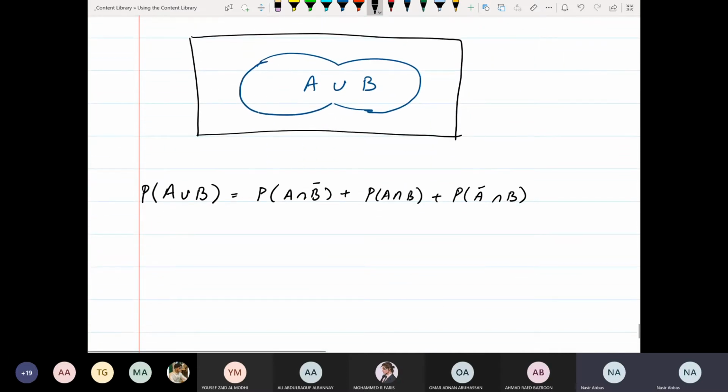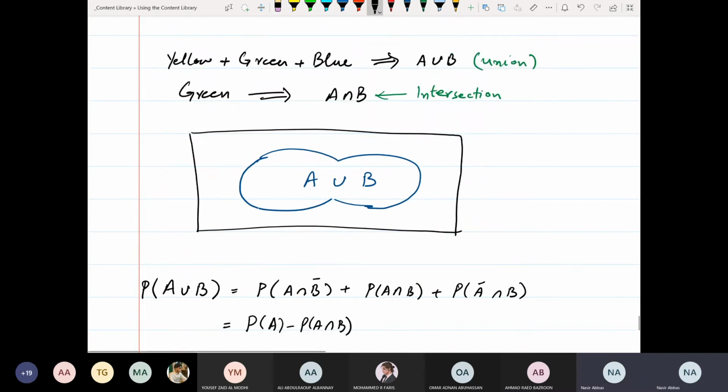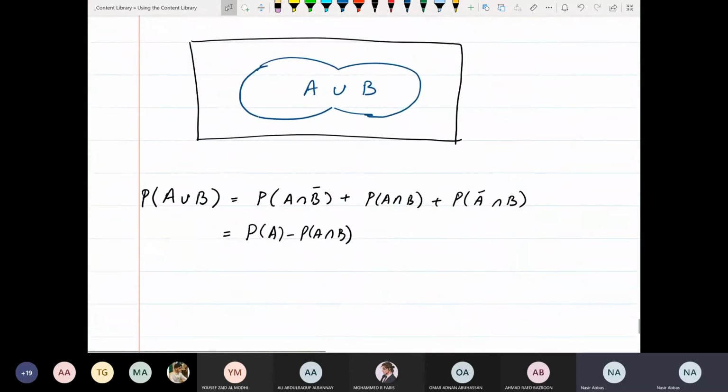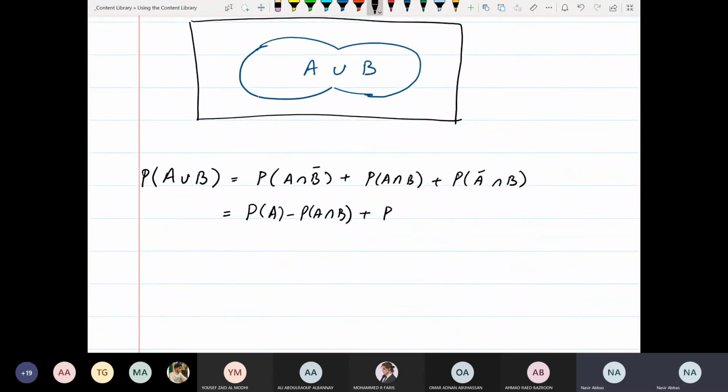If you simplify this thing, and mathematically simplifying this has nothing to do with your syllabus, only for your interest, you notice that A intersection B complement can also be written as A minus A intersection B. This is another way of writing the yellow part. The middle one I'm going to write as it is. And the last one can be written as B minus A intersection B.